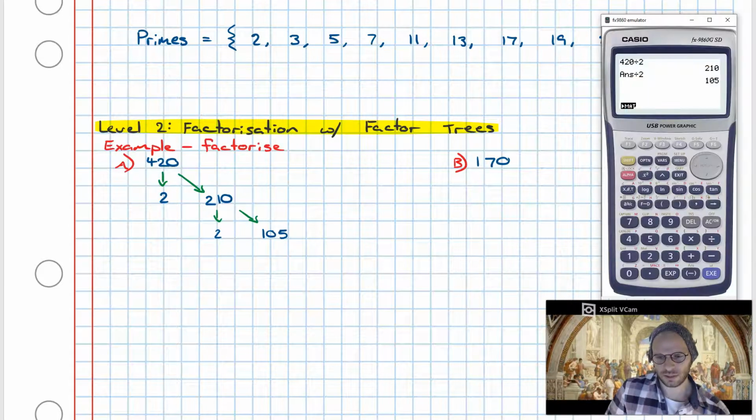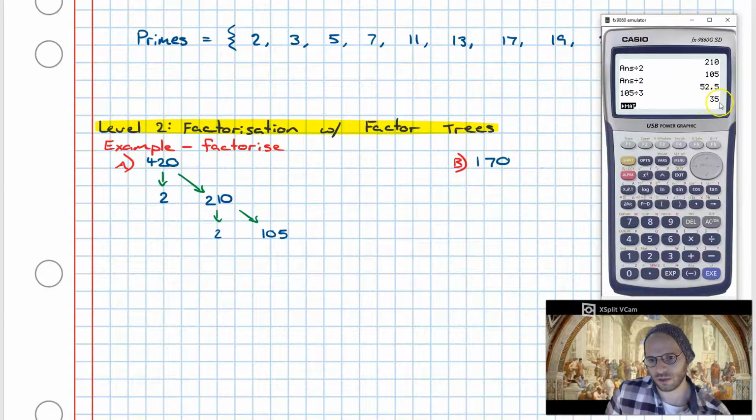Alright, next step: I've got 105, and I'm going to try and divide it by 2 again. So 105 divided by 2 gives me 52.5. What you're going to notice here is we don't have a whole number. Because of this, we know that 2 is not a factor of 105. Rather, we have to move across in our list to the number 3 now. So I'm going to go 105 divided by 3. Hitting execute gives me a value of 35.